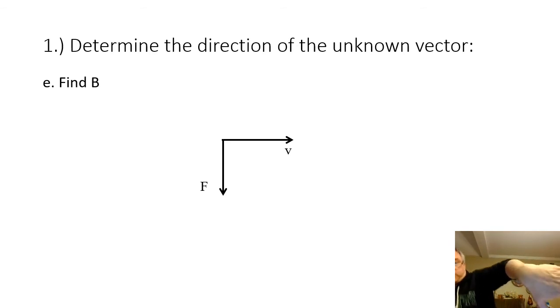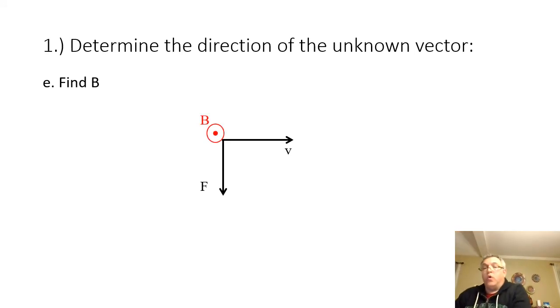So I need to turn my hand around. So my thumb is now pointing downward. My fingers are now pointing to the right. My palm is facing away from the screen. So if there was an arrow coming out of my palm, it would be pointed away from the screen, which means that my magnetic field is going to be in the positive z direction or out of the screen.